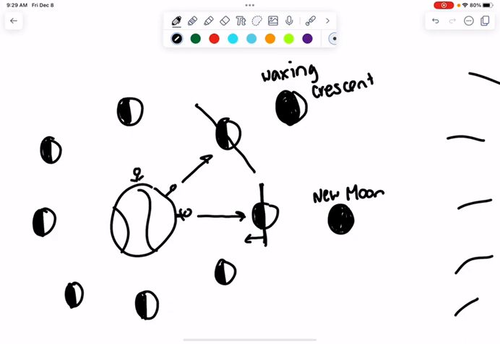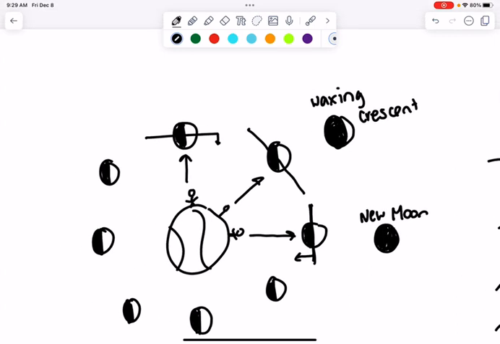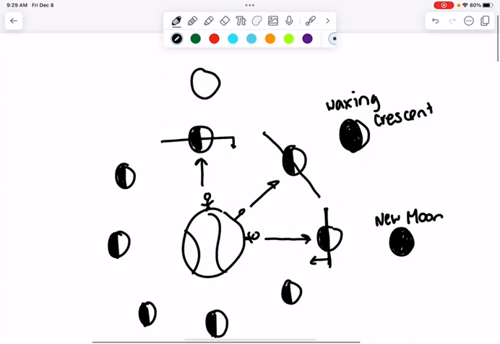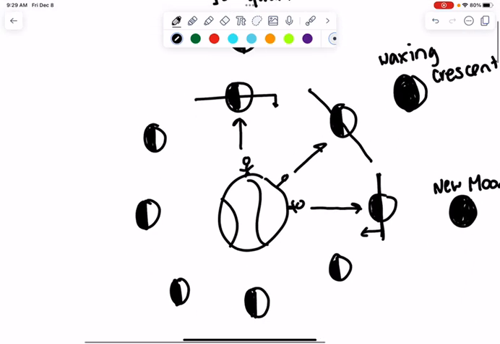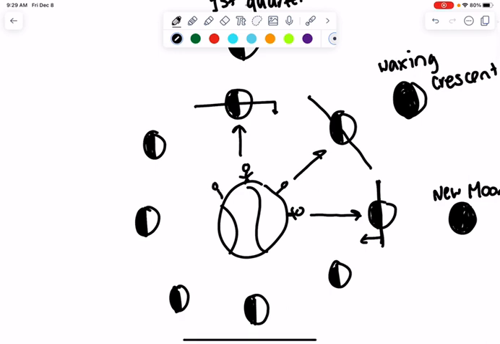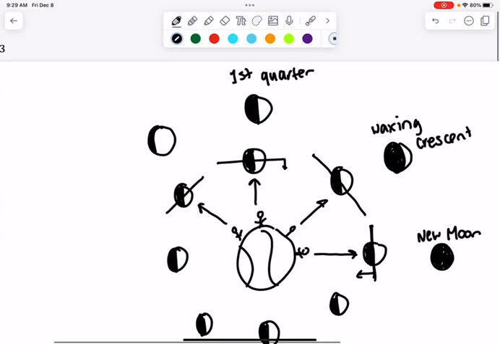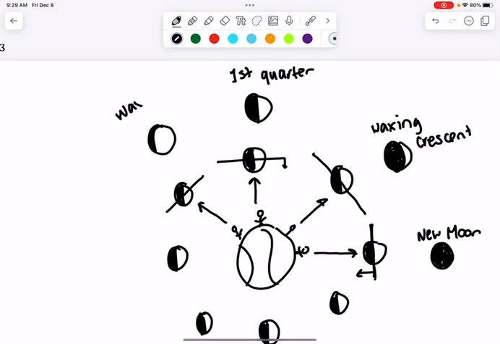Same thing, standing right here, looking this way, I see this part. So the moon would look about half lit, and we call that the first quarter. And with this one, looking up, I see this part, the moon is mostly lit up and a little bit of the left side is dark, so I would see this, and we call that a waxing gibbous.